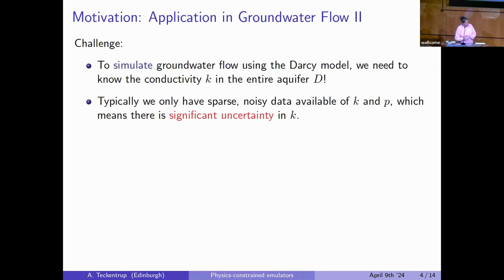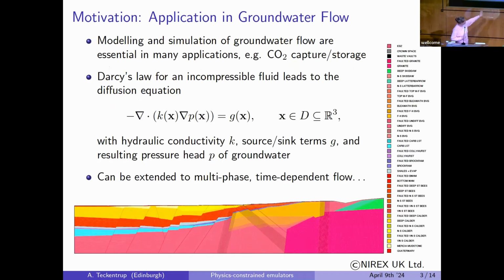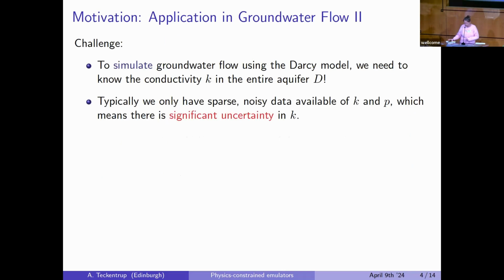Okay. So one of the challenges with using this model for simulations is that if you do want to use it for simulations, you need to know this diffusion coefficient K in the whole of the domain, right? So if you want to simulate your flow in this aquifer that we see at the bottom here, you really need to know what the conductivity value is in each of the different layers. Right? And in reality, that's just something that you don't know.